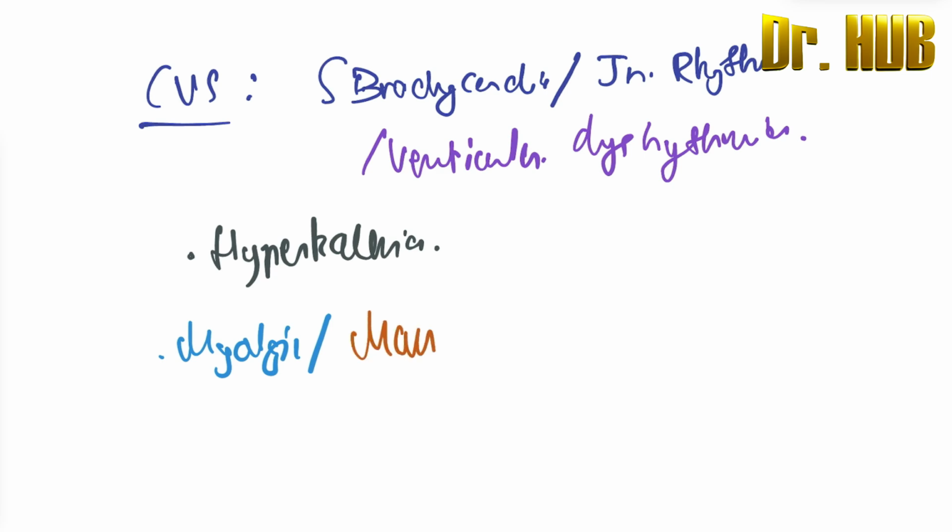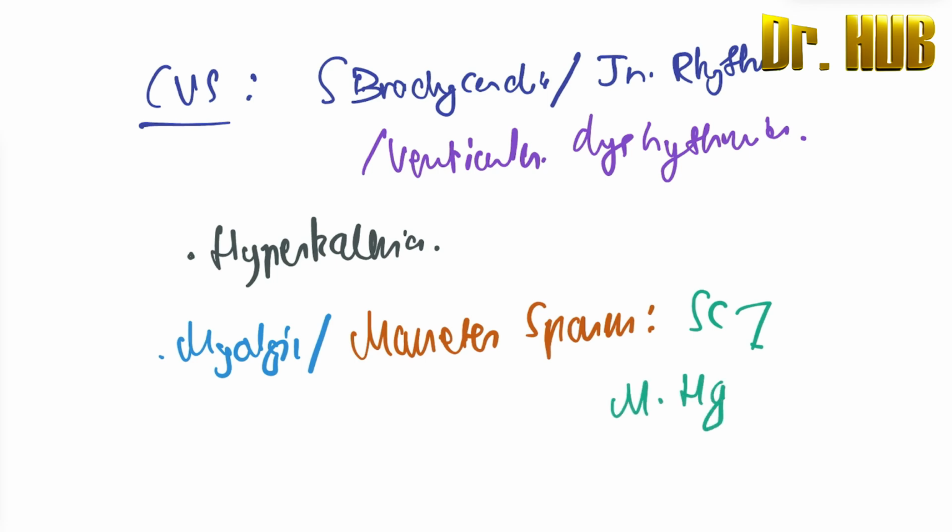Then there is also masseter spasm. Masseter spasm is seen with succinylcholine. Succinylcholine can trigger malignant hyperthermia.